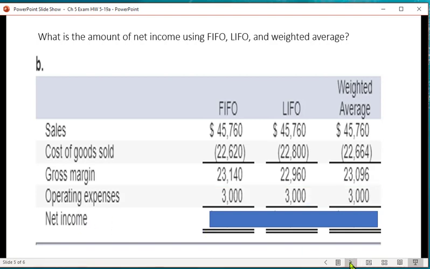So our expenses are the same, 3,000, 3,000, 3,000 under each of these scenarios, and we get net income then of $20,140 for FIFO. LIFO's net income is $19,960, and weighted average net income is $20,096. So that's part B of the problem. And then part C of the problem is as follows.